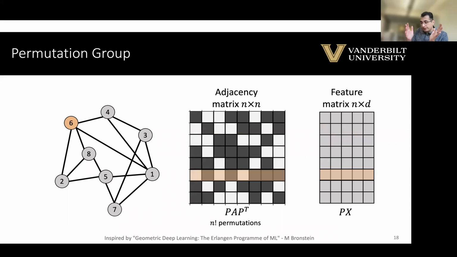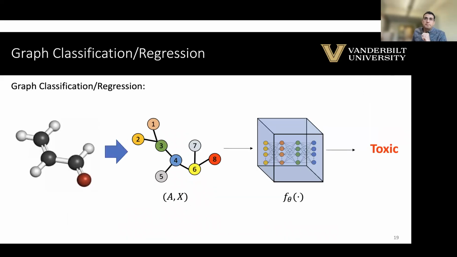Okay, so if we want to learn a model that can get this signal that's defined on this graph and give us an output, what can we do? So let's say we are in a graph classification and regression problem. We have a molecule. We are representing this molecule as a graph. This graph has an adjacency matrix, has features associated with it. And we would like to learn that function f theta such that it's going to tell us whether this molecule is toxic or non-toxic for humans.